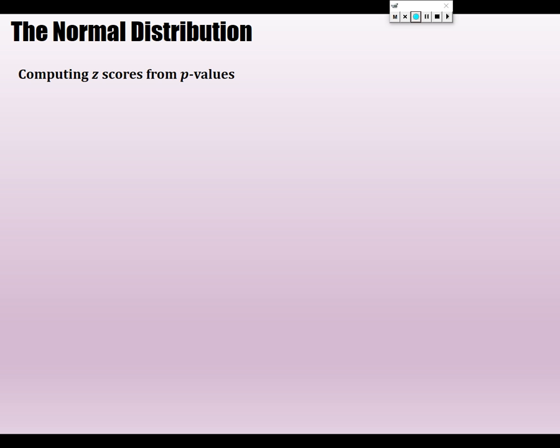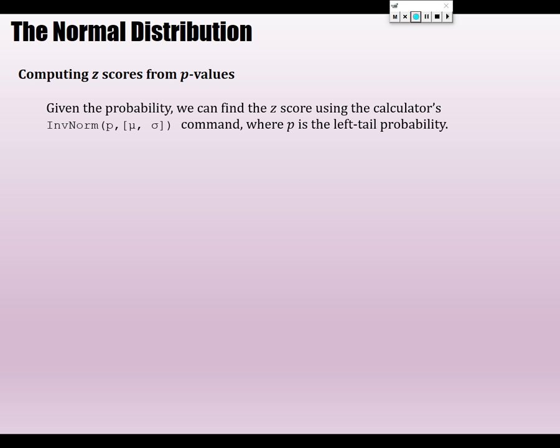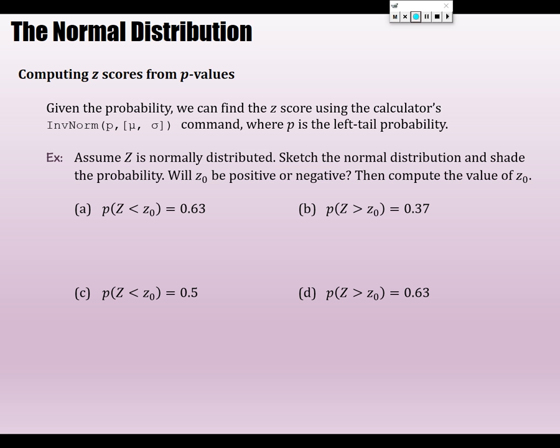I would also like you to be able to do a couple of homework questions. We've got to go in a minute. There's also a calculator feature called INVNORM.